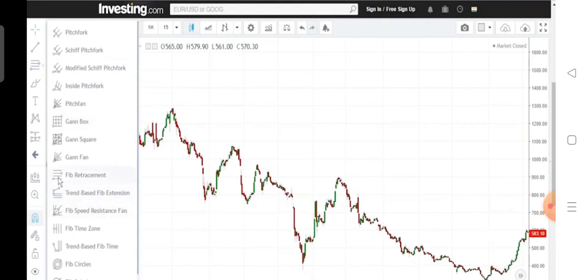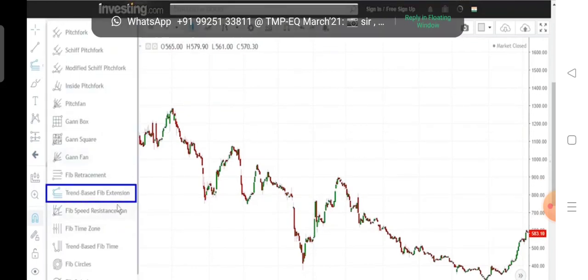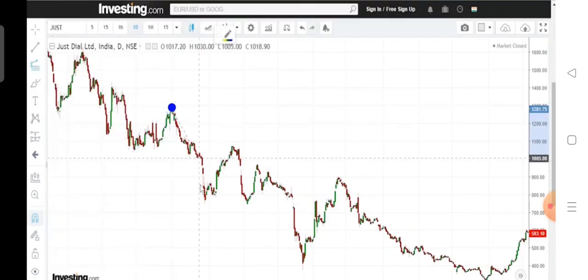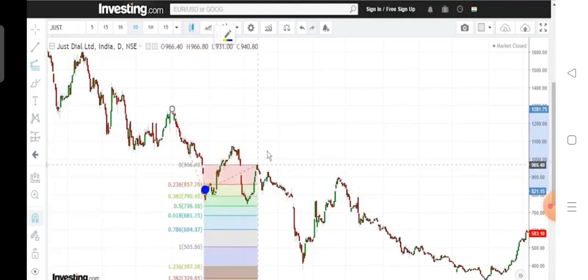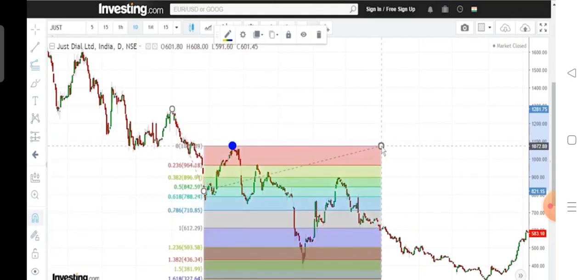there is a different tool here. So this is the Fibonacci-based extension, as we can see from the name here. So here, first I choose the beginning of the move, and then I go back to the correction point, and then again I draw the extension.